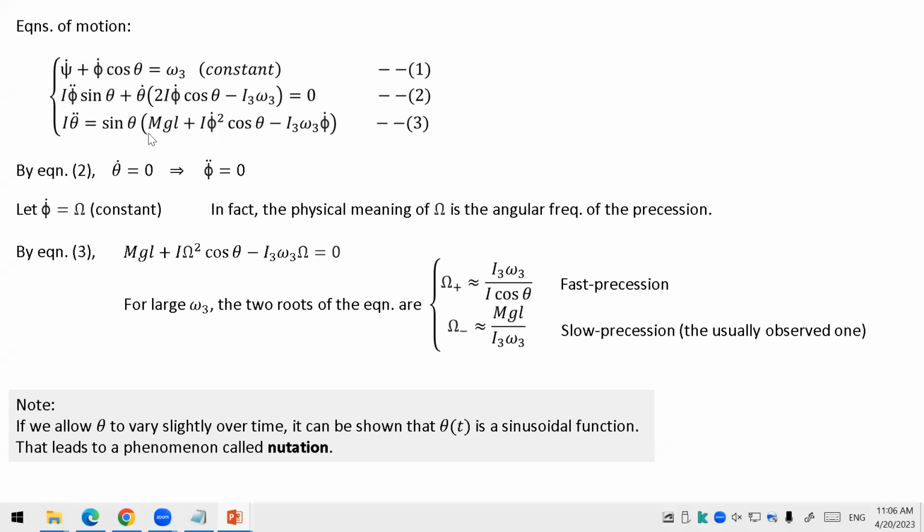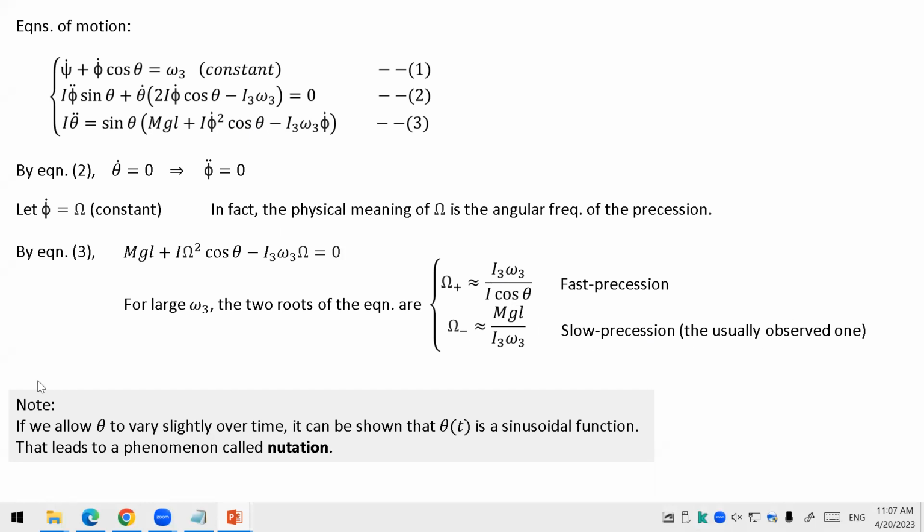And finally, by this equation 3, again putting the left-hand side to be 0, from here I can find out the capital omega. There are actually two roots. One is fast precession, the other is slow precession. The slow precession is the one that is usually observed.